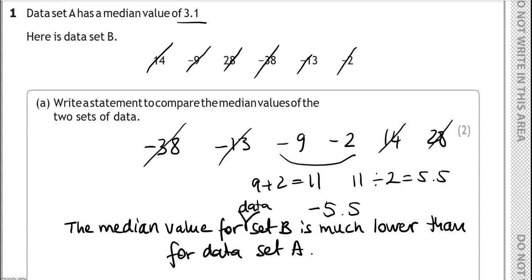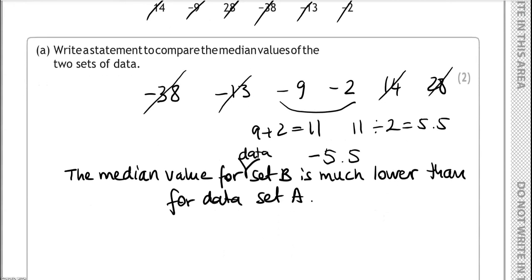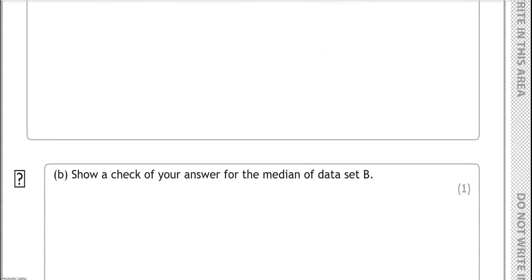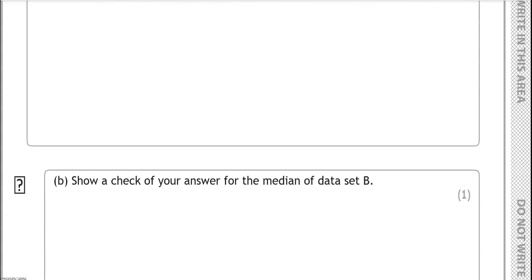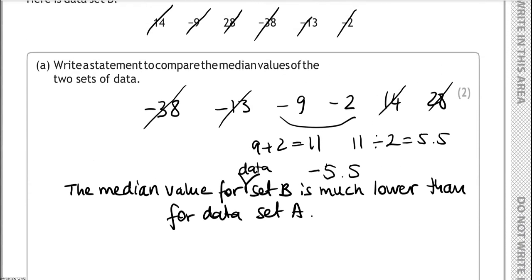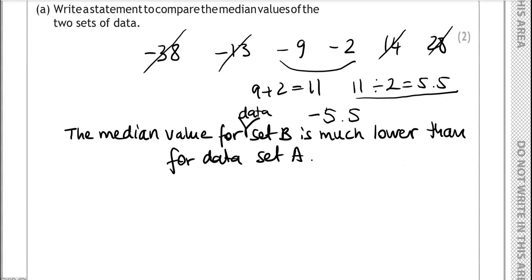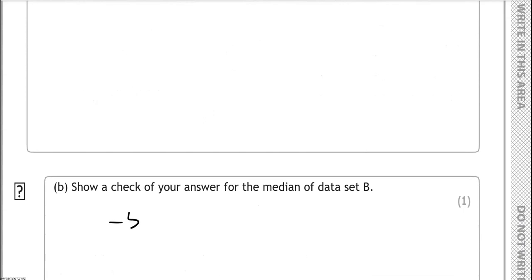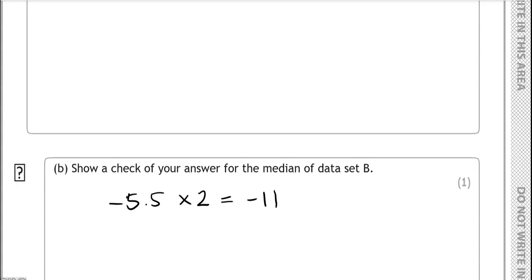So that's the dataset B. Show a check of your answer for the median of dataset B. I'm going to reverse this process here. I did 11 divided by 2 equals 5.5, and I'm going to put the negative symbols as well. So -5.5 times 2 gives us -11. Two lots of the -5.5.